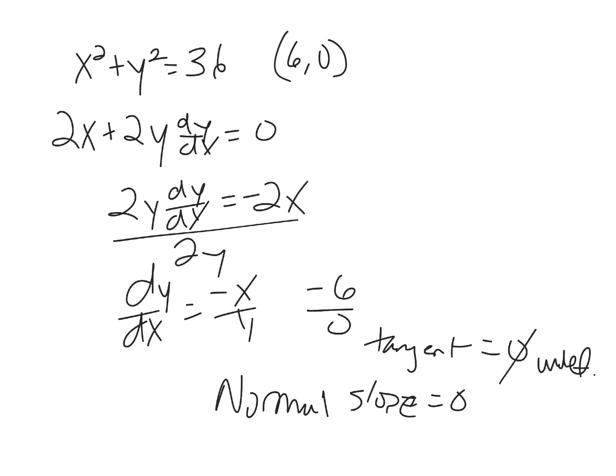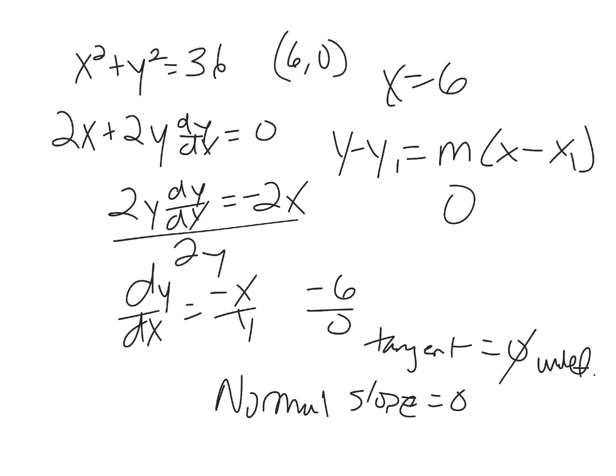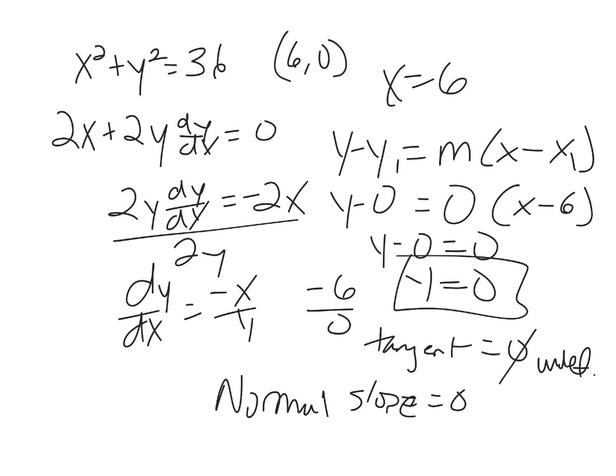Now for the equations, if it's at the point, remember, undefined is always going to be in the form of x equals, so it'll be x equals 6. I'll plug in this form for our normal line. Slope 0, so this whole thing will go to 0, but we'll do it just for fun. And y minus 0 equals 0, which would just be y equals 0 for your normal line. Normal and tangent.